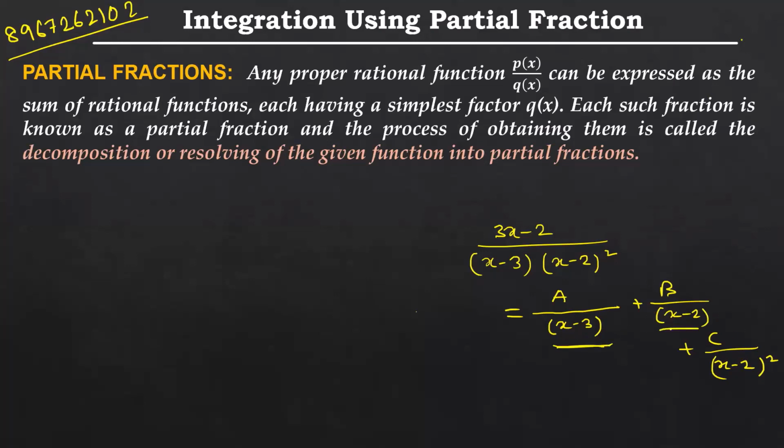So any proper rational function can be expressed as a sum of rational functions, each having a simplest factor of Q of X. Look, there is one factor at a time in every term. After calculating that, you can integrate because now these are separated. Is that clear? Now we don't know A, B, C. We have to find the value of A, the value of B, and the value of C. This process is called the decomposition or resolving of the function into partial fractions. We will learn how to decompose a rational function into the simplest form so that we can perform the integration.